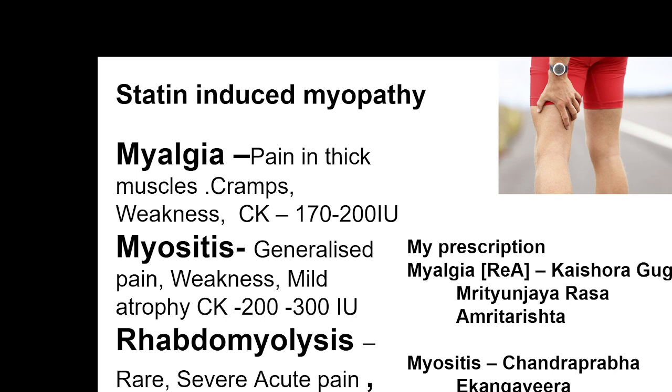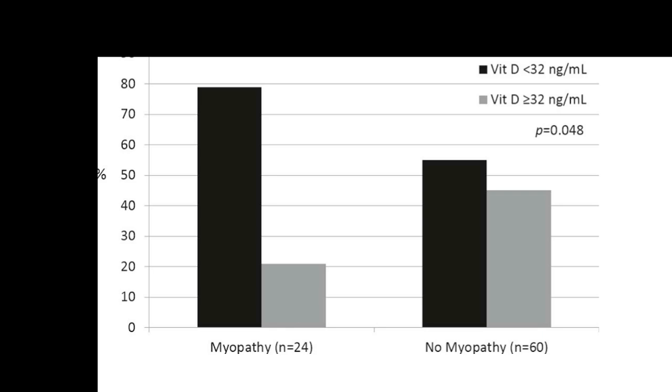Then if the patient has gone to the level of myositis, where there is weakness of the muscles or even moderate to mild atrophy, which is seen in a few of the patients on these statins, and usually the CK level would be 200 to 300, moderately higher, which can also result in conditions like an SLE-like condition that needs to be ruled out, then my prescription would be Chandraprabha Ekangavira Shovintalista. Rhabdomyolysis is an extremely rare phenomenon. We might not see it in many patients.